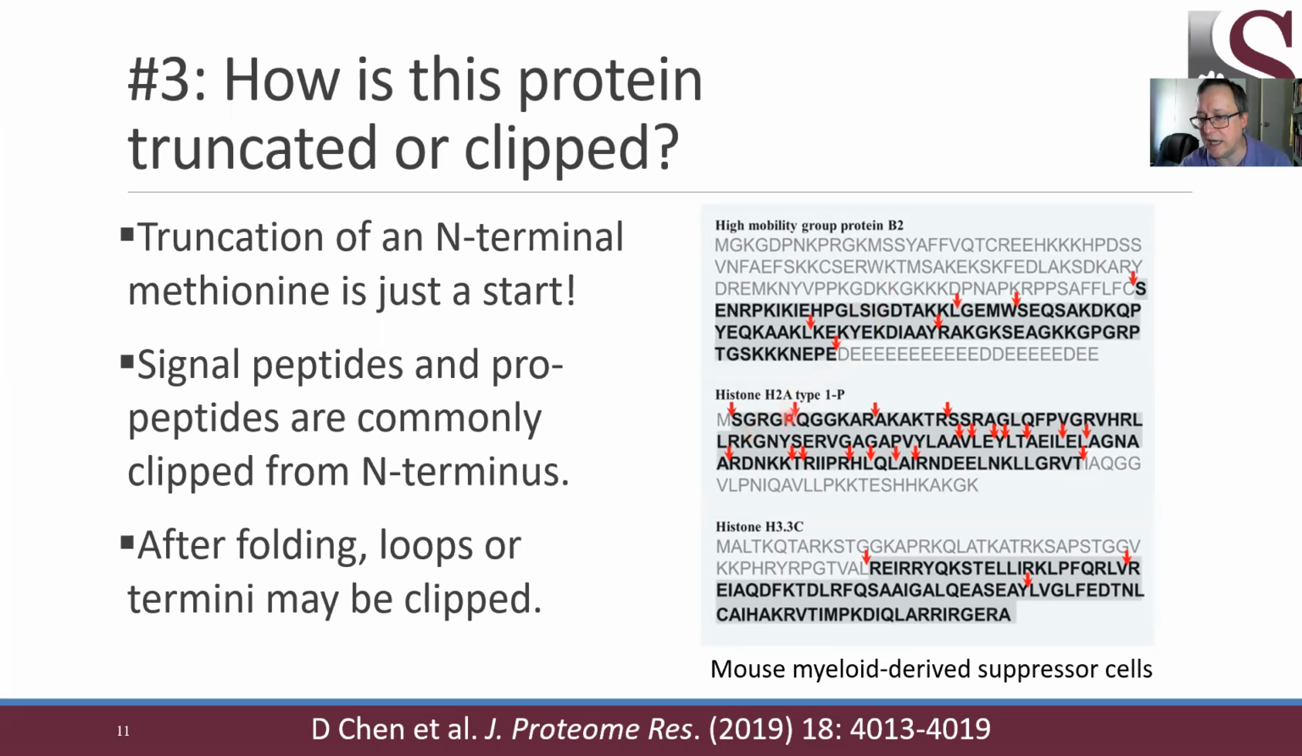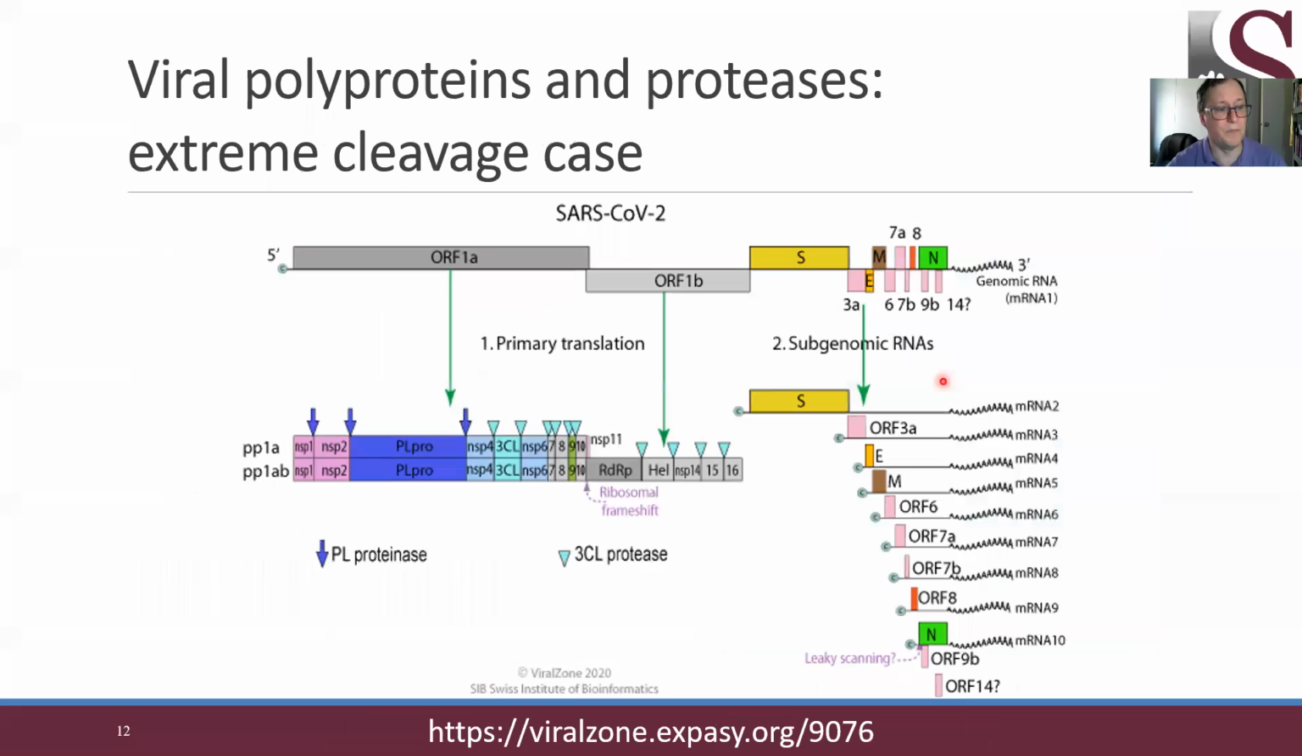You see that they've got many different red arrows on this histone H2A. That reflects the fact that some of the proteoforms started here, some of the proteoforms started here, others started here, others started there. There were lots of different clips of this histone that were present in the sample. Okay, very big deal.